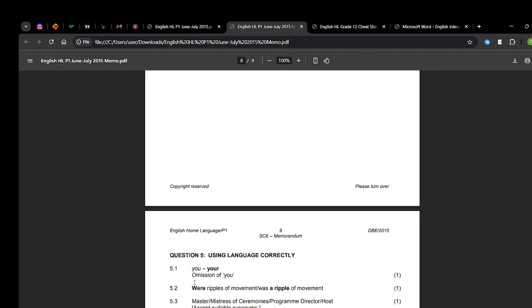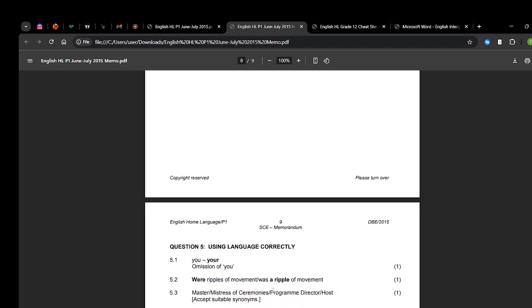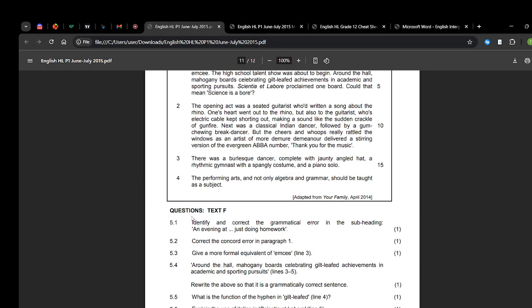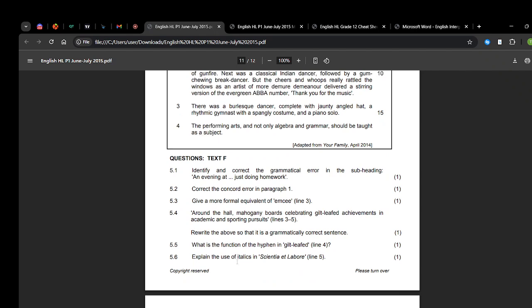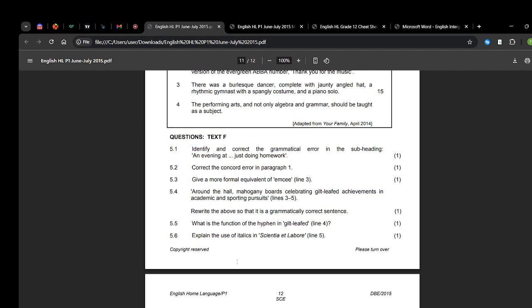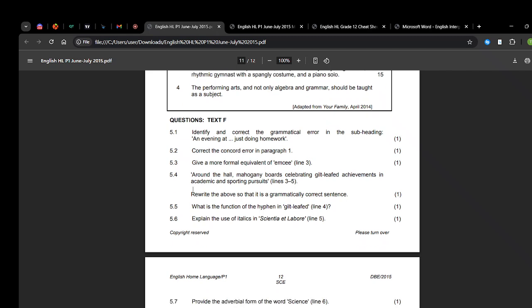And you can see that in the previous question, "were ripples of movement" is the correct one, not "was". For 5.3, many suitable synonyms: master or mistress of ceremonies, program director, director on its own works, host, presenter. You see, there's a lot. They can't really mark you wrong as long as it makes sense. Okay, that was a simple one. But remember, guys, formal equivalent just basically means synonym. Alright, 5.4. Is everyone good there? If you have any other synonyms, you can just give them. But now we're moving on.